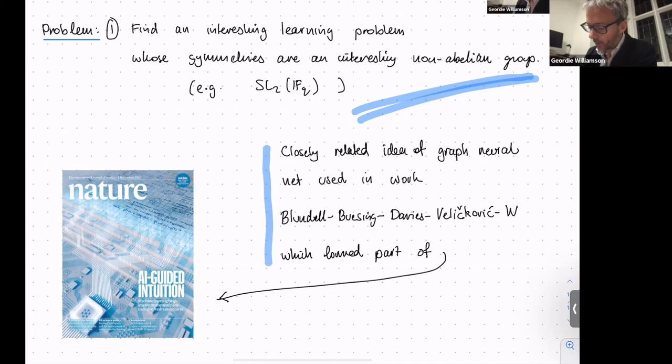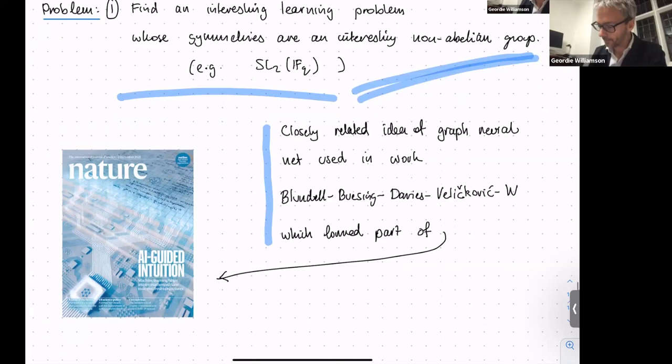There was one application of very related ideas, the notion of graph neural nets, which was very useful in work I did with Charles Blundell, Lars Buesing, Alex Davies, and Petar Veličković from DeepMind. There we used graph neural nets to attack a problem in pure mathematics around Kazhdan-Lusztig polynomials. The philosophy of graph neural nets is very similar, in that you use graph structure to restrict what possible layers you can have in a neural net, but I don't yet know of really compelling examples of geometric deep learning in pure mathematics.